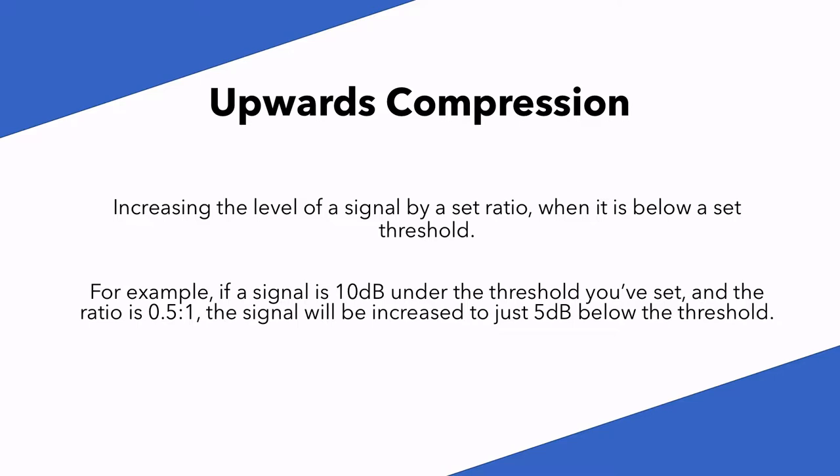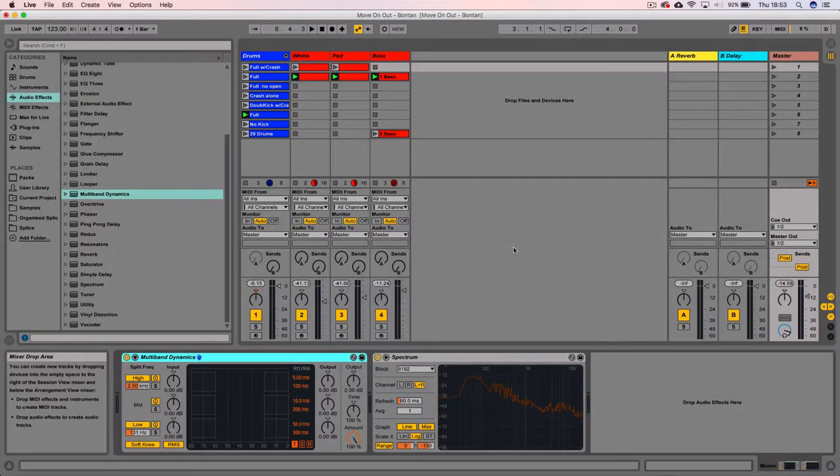Now, let's jump into Ableton and have a look at the multiband compressor in there. We're going to start with the multiband dynamics plugin, which comes with Ableton Standard and Suite. Now, this is a multiband compressor with three frequency bands, low, mid, and high. This allows you to control the dynamics separately across these three frequency bands, as opposed to a normal compressor which just affects the whole sound or the whole frequency spectrum.